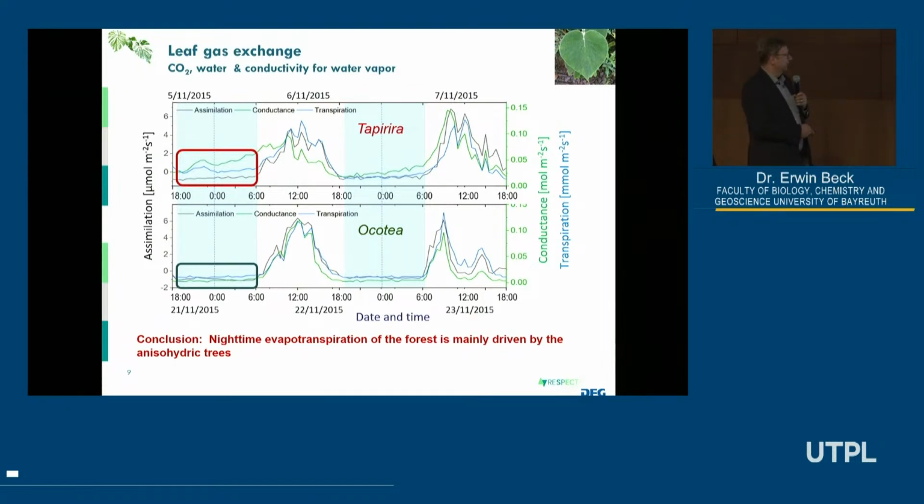So it's the stomatal behavior that finally forces the nighttime evapotranspiration, and since the isohydric trees close their stomata at night, it's definitely the group of unisohydric tree species that drives the nighttime evapotranspiration of this ecosystem.